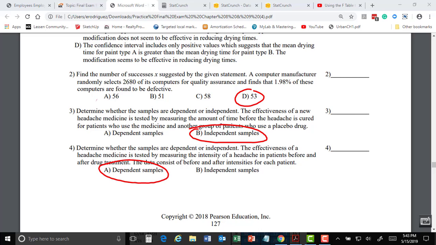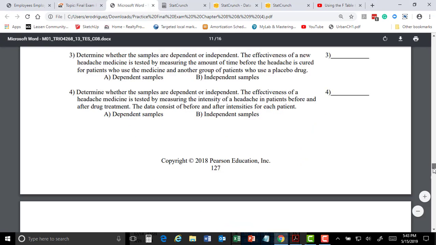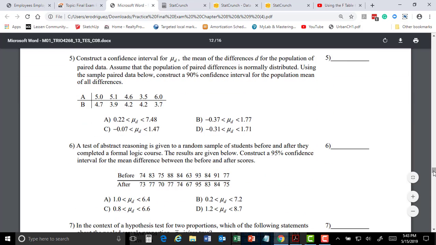Okay, so let's go on. Now, this is what you were asking about. I think some of you were wondering, how can I use StatCrunch to answer some of these questions? It's a matter of learning it. So here on StatCrunch, we want to construct a confidence interval with a 90%. But notice this mu D. Do you know what mu D is?